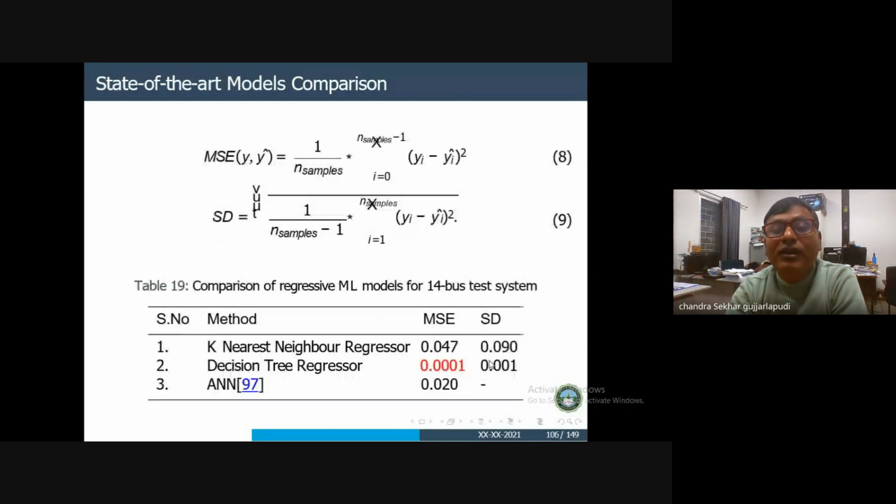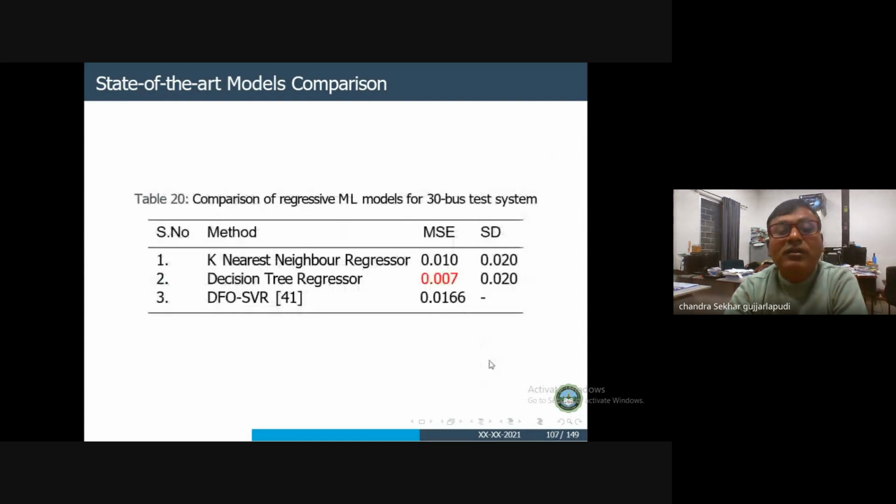If you think about the error, the mean square error and standard deviation, for k nearest neighbor we are getting 0.47 and standard deviation 0.90. For decision tree it is 0.001 and standard deviation 0.001. If you compare this with NN, it is coming 0.002. We have compared these with other existing techniques like DFO SVR, which is coming 0.166. Compared to this, k nearest neighbor and decision tree are giving better results.